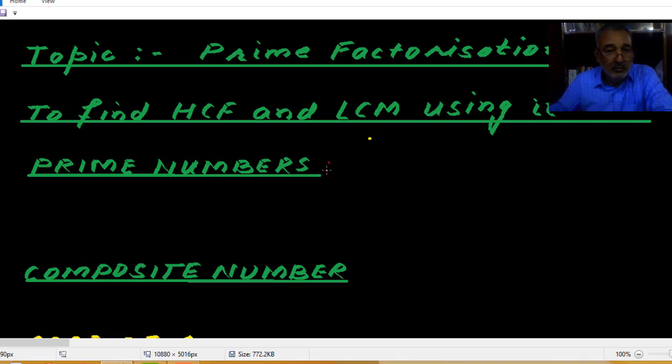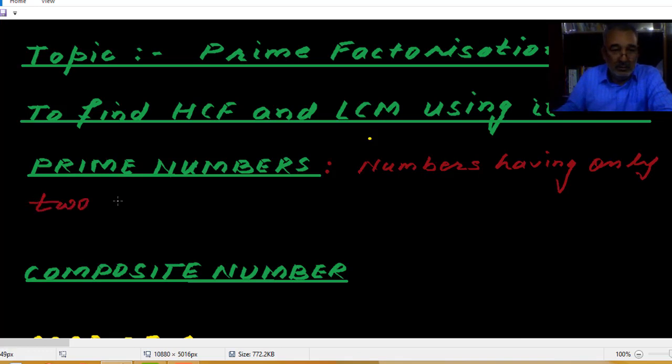What are prime numbers? From class 5th onward, we have studied about prime numbers. Actually, what are prime numbers? I am repeating this definition: numbers having only two factors are called prime numbers.